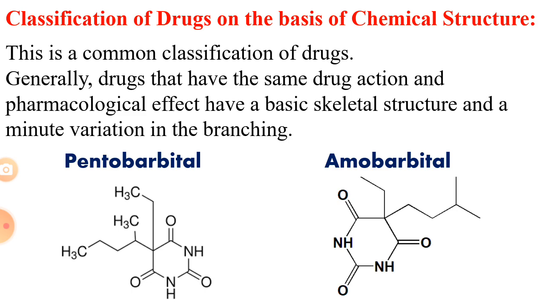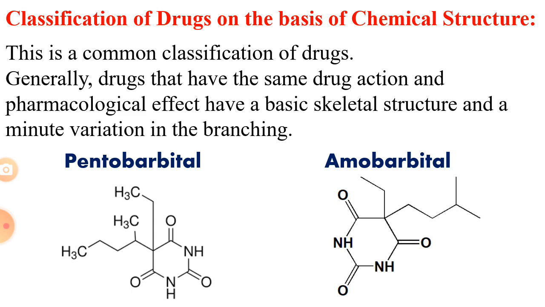For example, aspirin. What is the use of aspirin? It is an analgesic. Then clozapine is used as an antipsychotic drug. And the third one is atenolol, which is also used. So this type of classification is according to the pharmacological effects or pharmacological action of that particular drug.